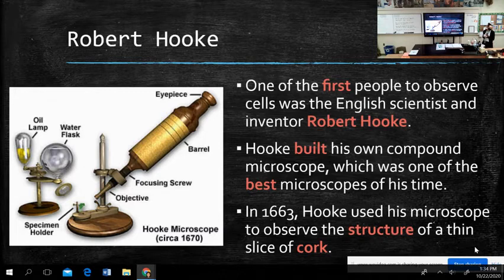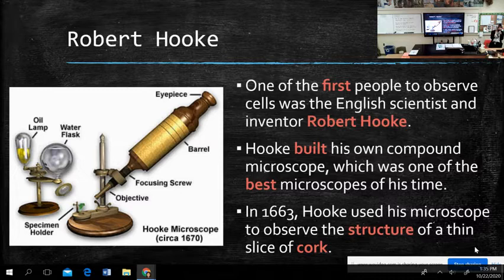So in 1663, Hooke used his microscope to observe the structure of a thin slice of cork. And one of the things with microscopes, when you do use them, you have to have a very, very thin piece of something so that the light can pass through and you can see all of those components and objects that you're looking at. But his microscope obviously had an eyepiece.